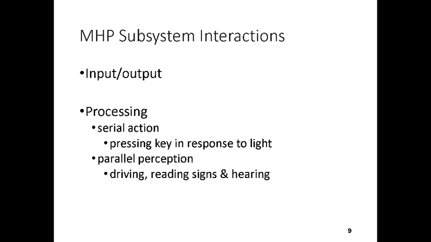So MHP, this is the Model Human Processor Subsystem and Interactions. This involves an input and an output. Something goes in and you produce something from your thought processes, and it will delineate what kind of processing is involved. In processing, there might be a serial action, like you press a key in response to a light, right? So you see the light first and then you respond to it. Or there might be parallel perception, like when you're driving and reading signs and listening to someone talk all at the same time. That would be parallel processing.